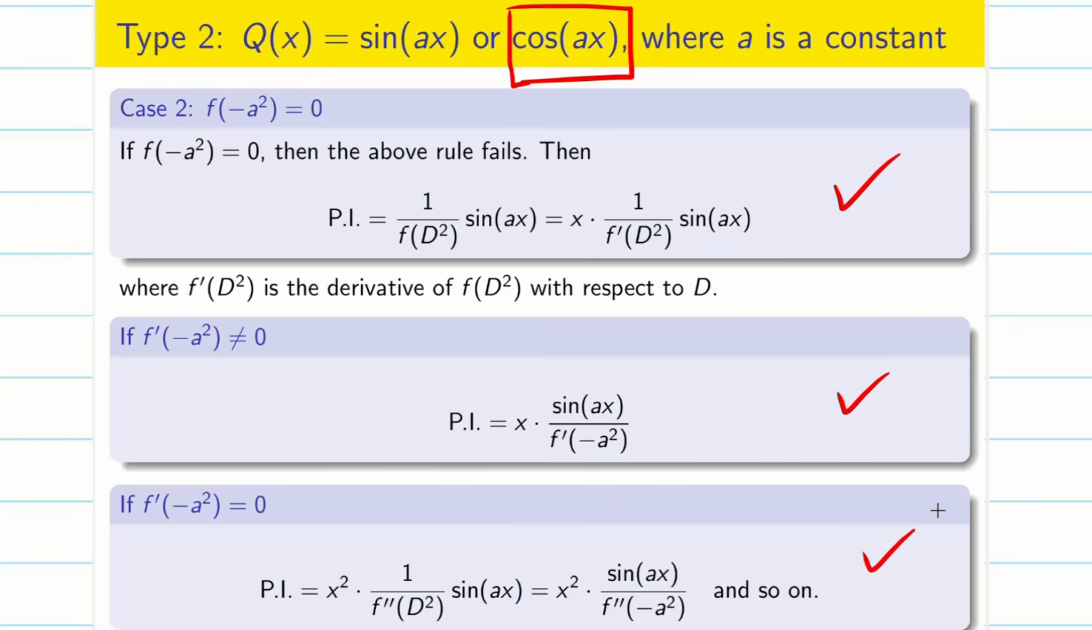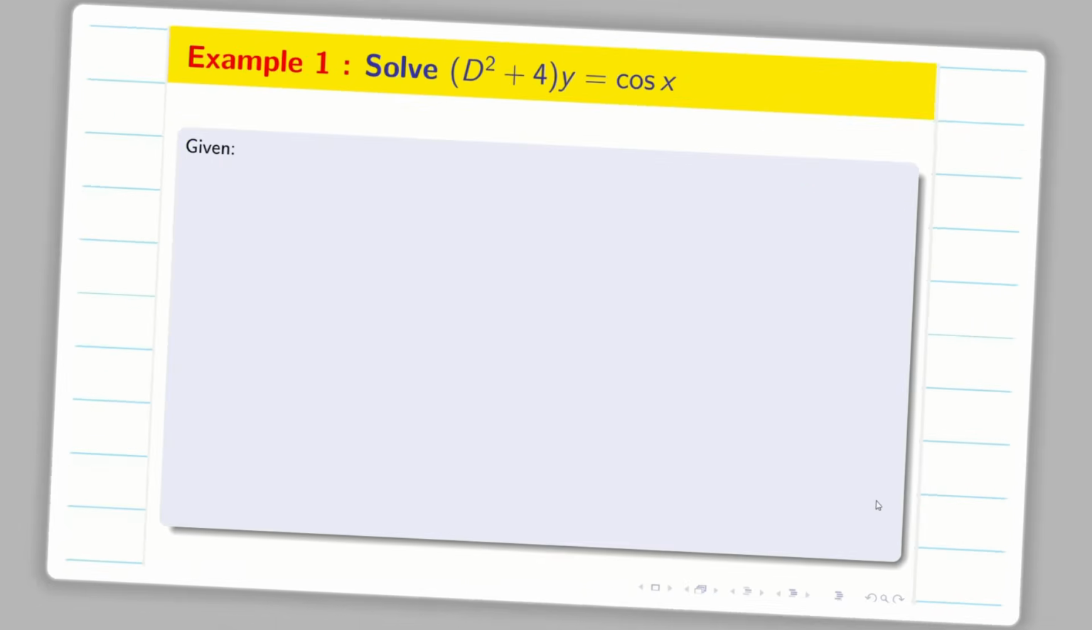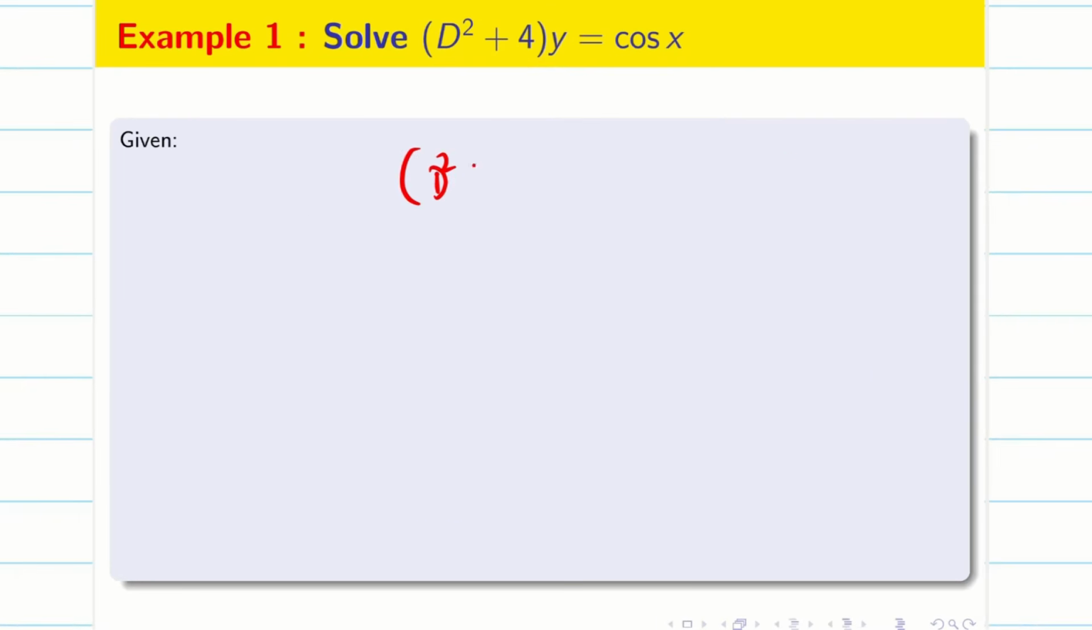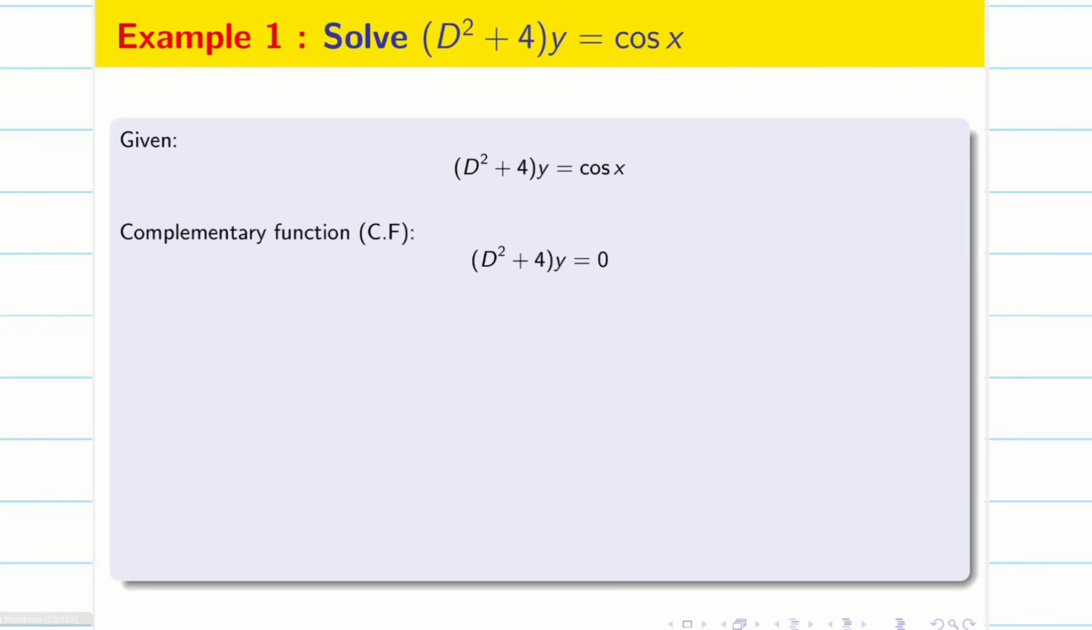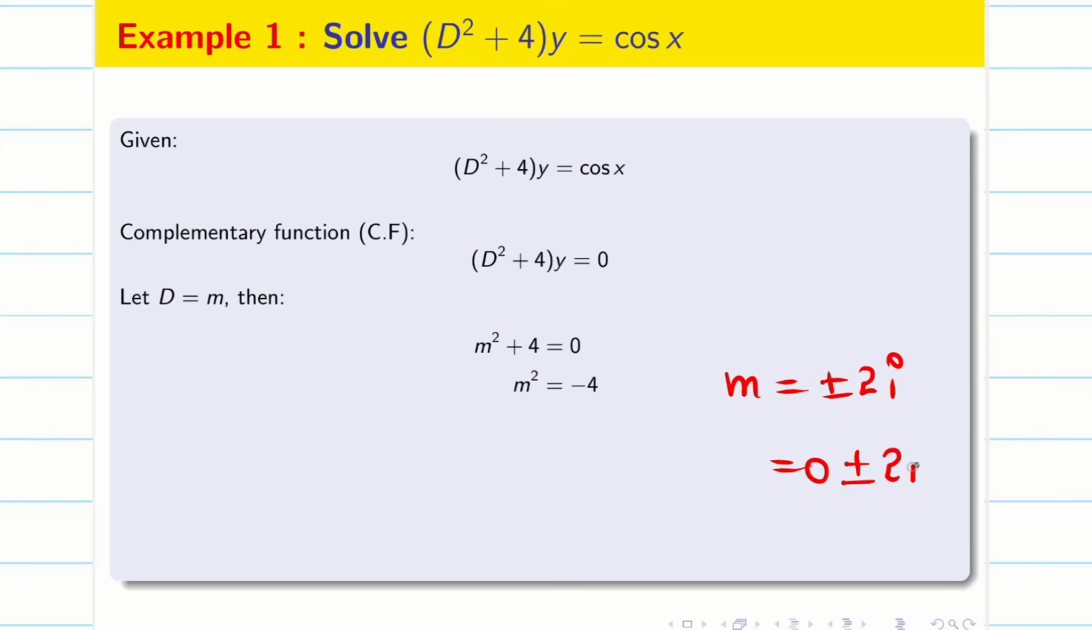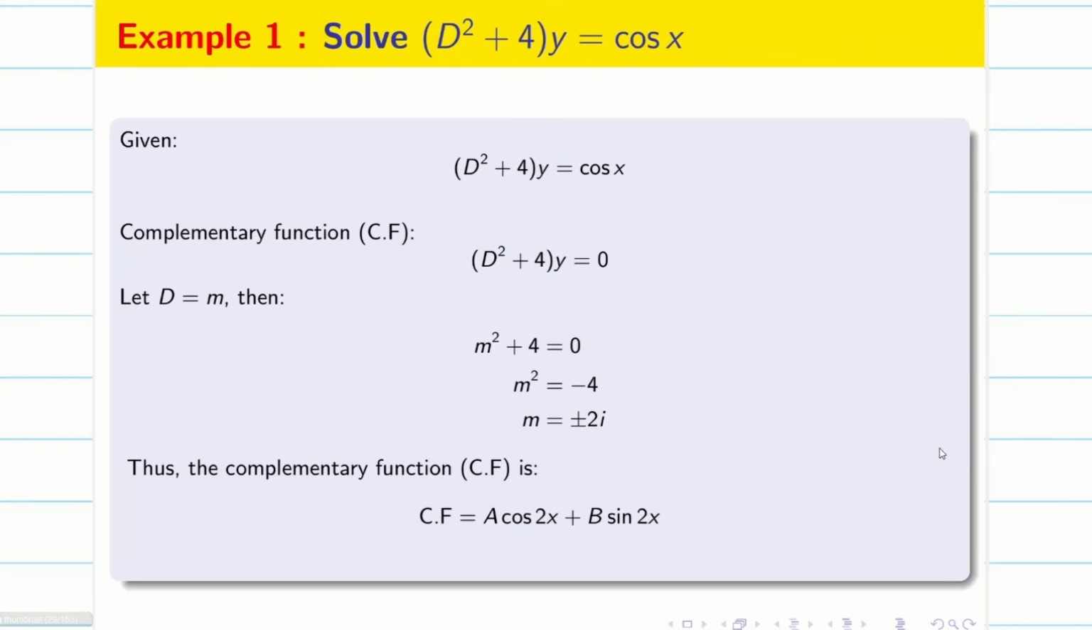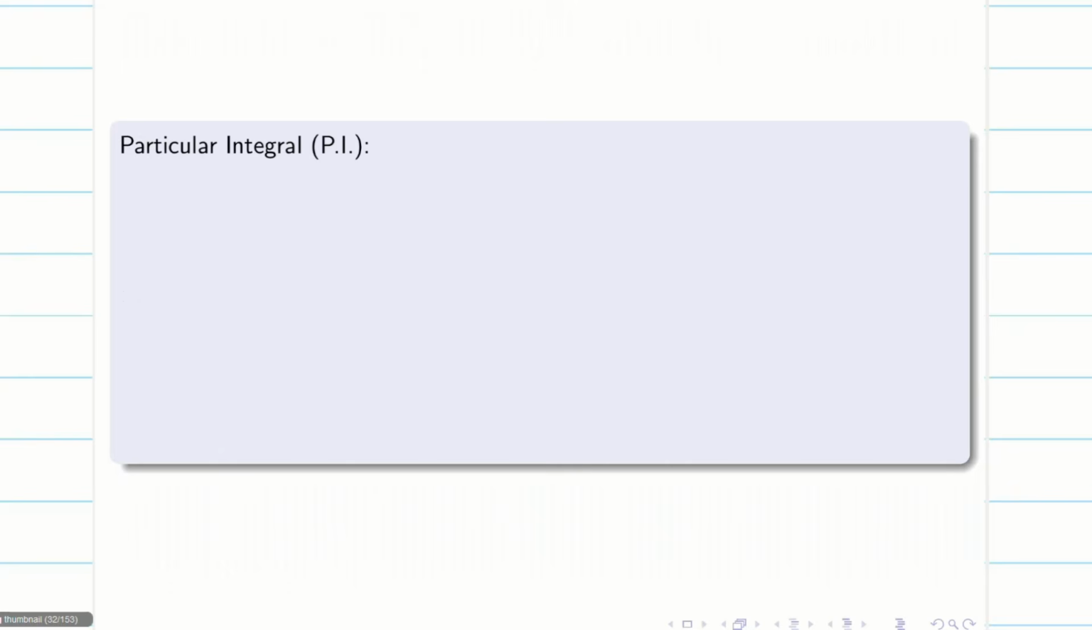Now we know the procedure. Let us go into the problems. We'll take a simple problem first. D square plus 4 into y is equal to cos x. First let us find the CF. The auxiliary equation is m square plus 4 equal to 0. When you replace D by m, the roots are m is equal to plus or minus 2i. So we can write this as 0 plus or minus 2i. Therefore my CF is a cos 2x plus b sin 2x. Next we have to find PI.